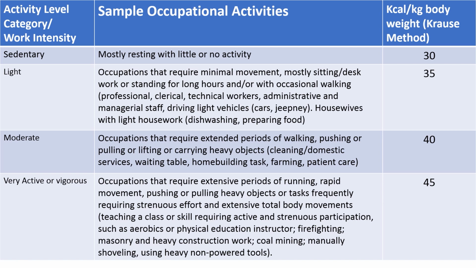Moderate activities are occupations that require extended periods of walking, pushing or pulling, or lifting or carrying heavy objects. For example, cleaning or domestic services, waiting table, home building tasks, farming, and patient care. Very active or vigorous activities are occupations that require extensive periods of running, rapid movement, pushing or pulling heavy objects, or tasks frequently requiring strenuous effort and extensive total body movements. For example, teaching a class or skill requiring active and strenuous participation, such as aerobics or physical education instructor, firefighting, masonry and heavy construction work, coal mining, manually shoveling, and using heavy non-powered tools.